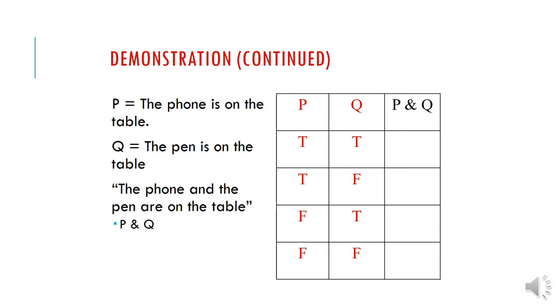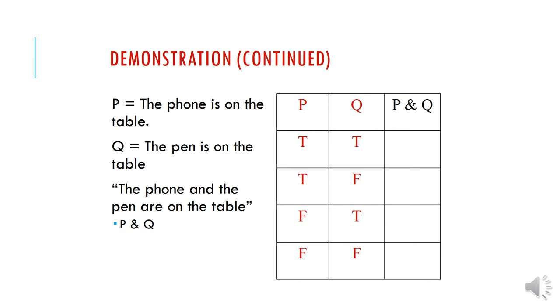Looking back at a conjunctive statement, the phone is on the table and the pen is on the table, or the phone and the pen are on the table. When both are on the table, we see in row 1, T and T, we would get a true in the truth function column in row 1. Because if I tell you the phone and pen are on the table, and in the state of affairs that we're living in they both are on the table, then I'm saying something that's true.